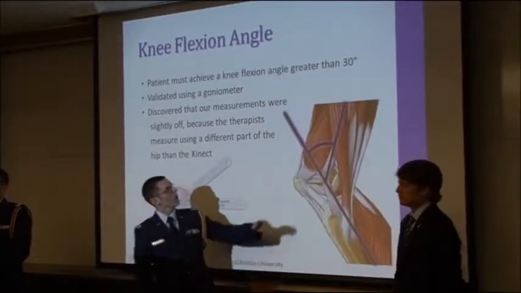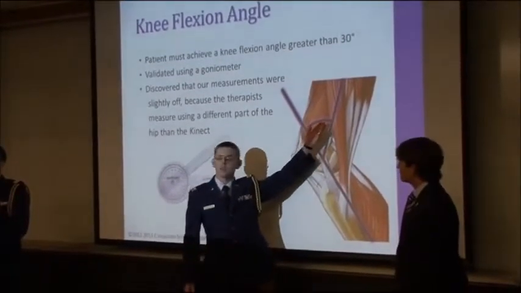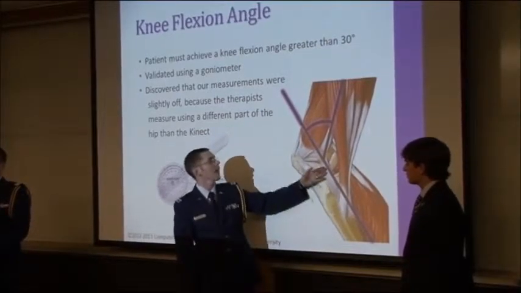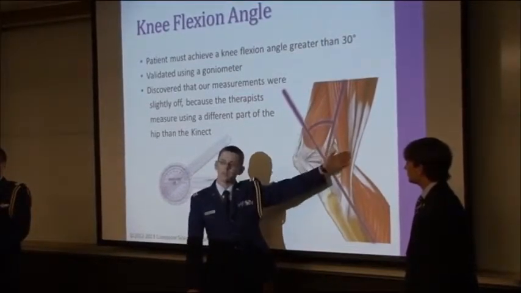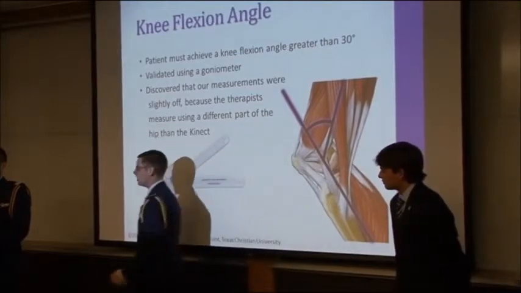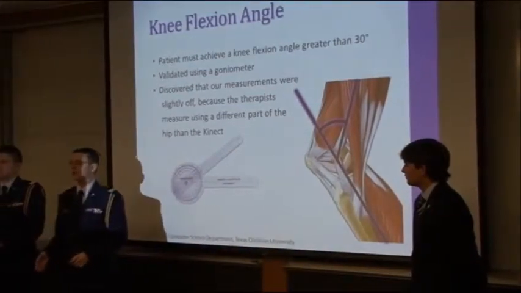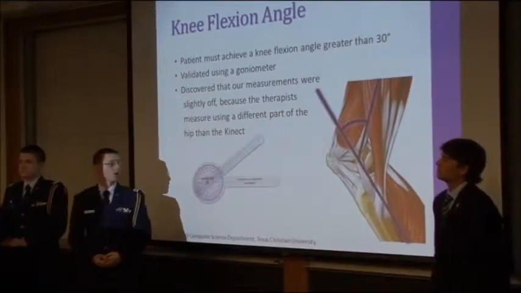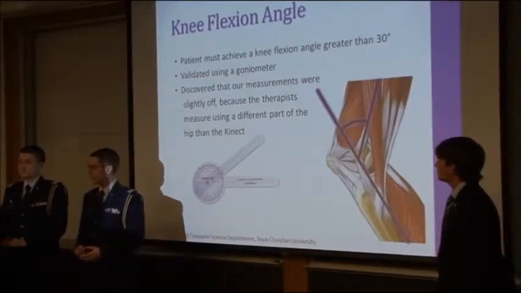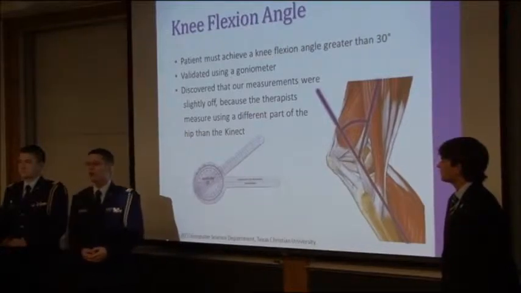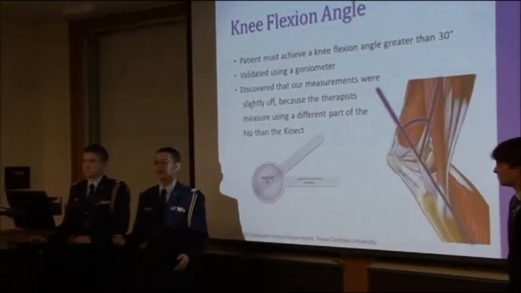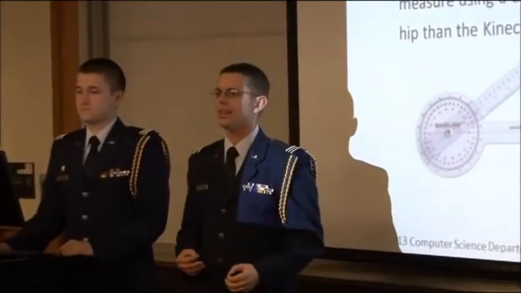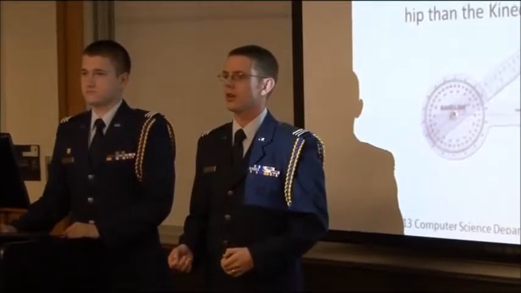This is the angle right here that's created from a line in the top portion of the leg with the line from the bottom portion of the leg extending out past the knee. It's not the inside angle. We verified our Kinect measurements with a goniometer, which is an instrument used by therapists specifically for angles of this sort. However, we noticed that during our testing with the Kinect and the goniometer, we weren't getting quite the same results between the two systems.